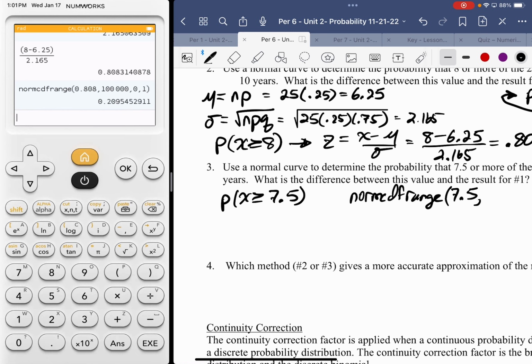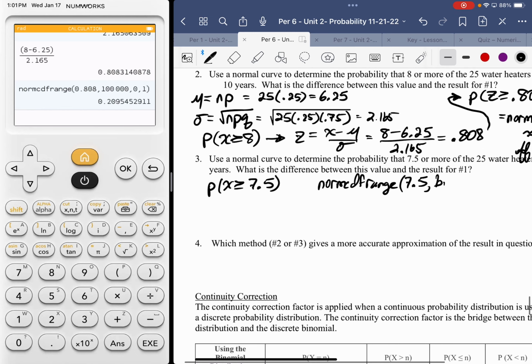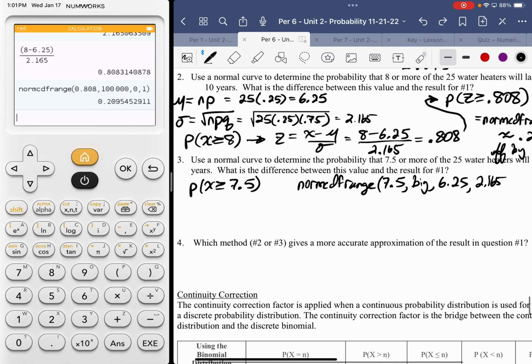7.5 on up to something big with the mean. Now, I didn't standardize. I didn't make a z-score out of this. So I'm going to go with the original mean of 6.25 and the original standard deviation of 2.165. All right, could have done that with the previous one, but I always have it in mind that it could be a free response question, in which case you can't skip all this stuff.